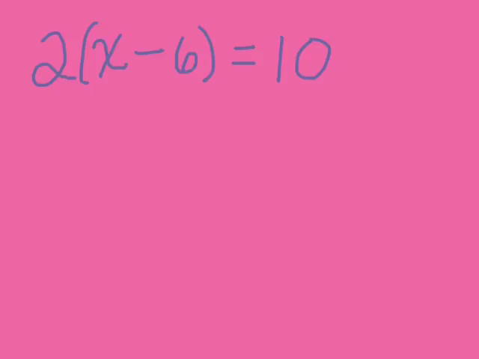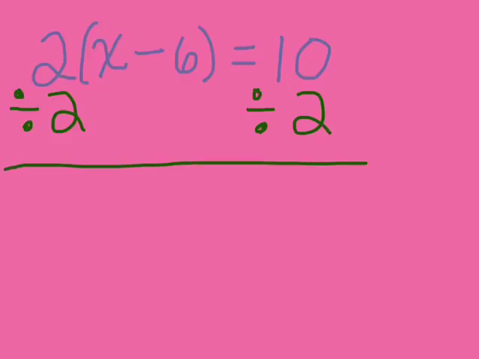So our first step would be to undo that times 2 that's outside the parentheses. So we're going to divide both sides by 2. And again, why did we do that? Well, on the left side, the whole purpose was to undo the times 2 outside the parentheses. So all that's left is what was inside the parentheses, x minus 6. And on the right side, 10 divided by 2 leaves us with 5. So now this just looks like a one-step equation.